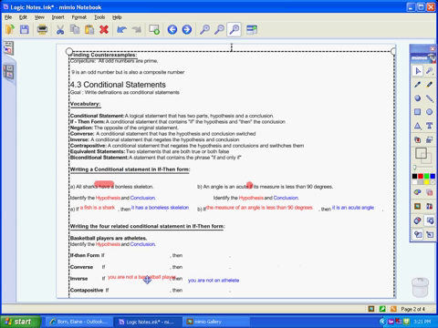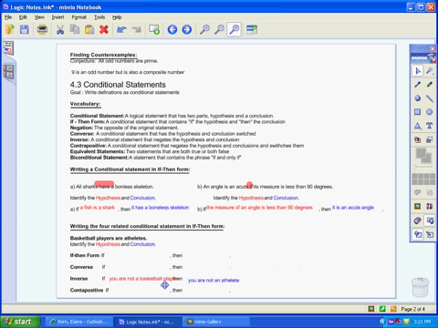Contrapositive is negated and swapped. So my hypothesis is going to go at the end again, and my conclusion goes at the beginning. So those are your 4 related conditional statements. And everything is always written in if-then form. You're just moving the words that are after the word if and after the word then. I hope that helps you with conditional statements.